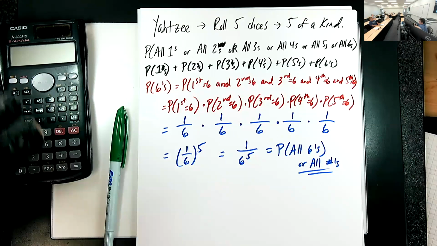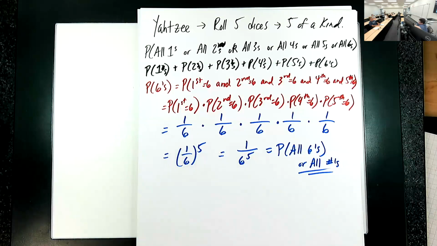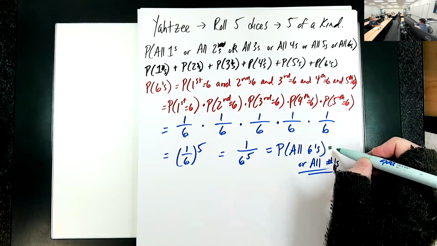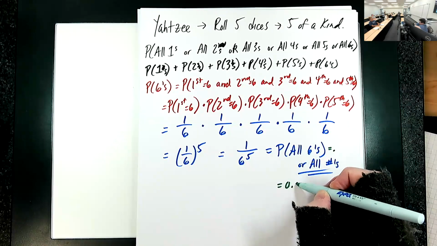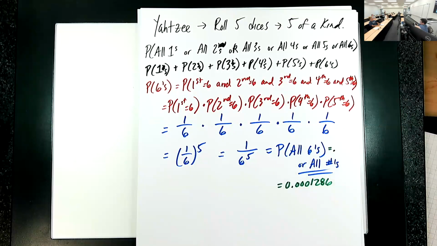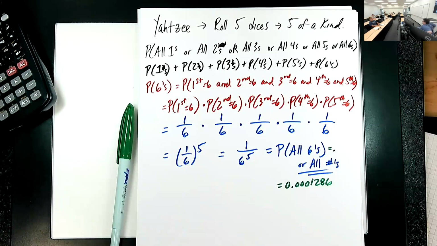If you're curious what this value is, and we're not going to use it for the next step, maybe I should put it down here because it's a lot of zeros. 1286. Not even 1%. Even if I move the decimal by 2 places, I don't have 1%.